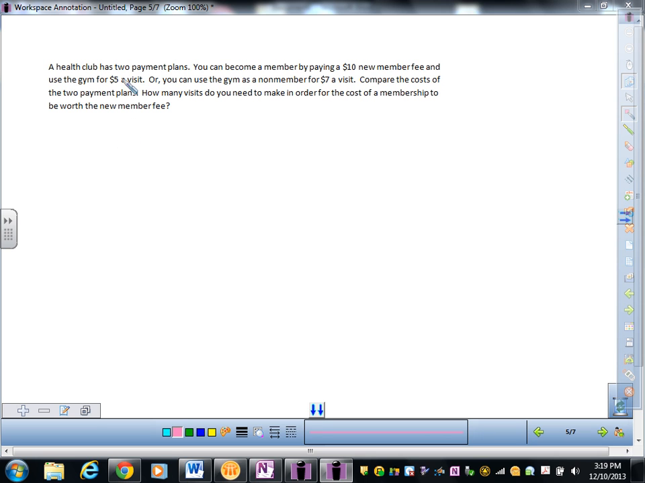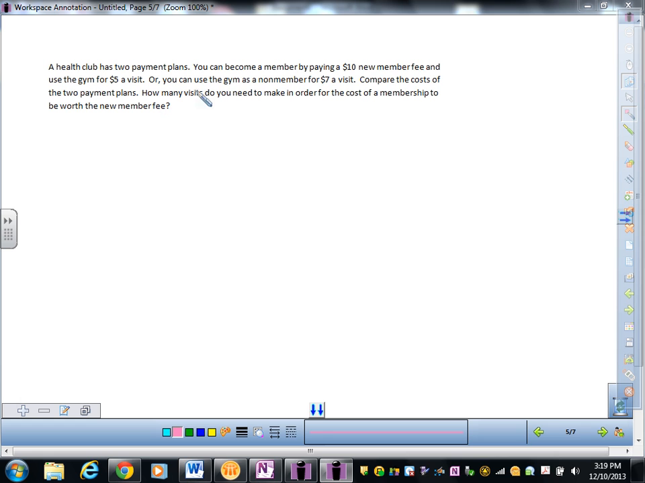So the first one says a health club has two payment plans. You can become a member for paying a $10 new member fee and use the gym for $5 a visit. Or you can use the gym as a non-member for $7 a visit. Compare the costs of the two payment plans. How many visits do you need to make in order for the cost of a membership to be worth the new member fee?